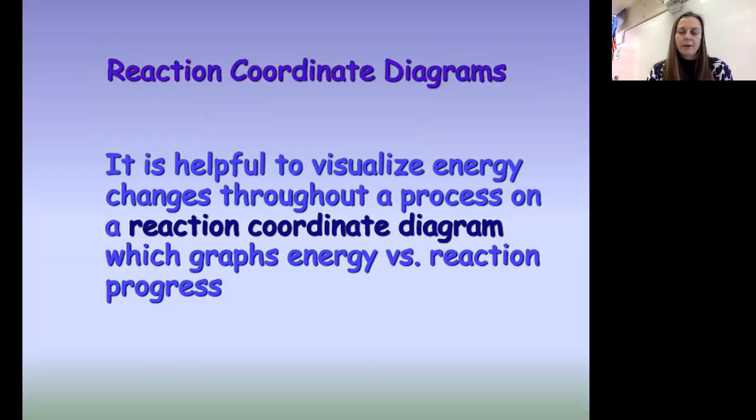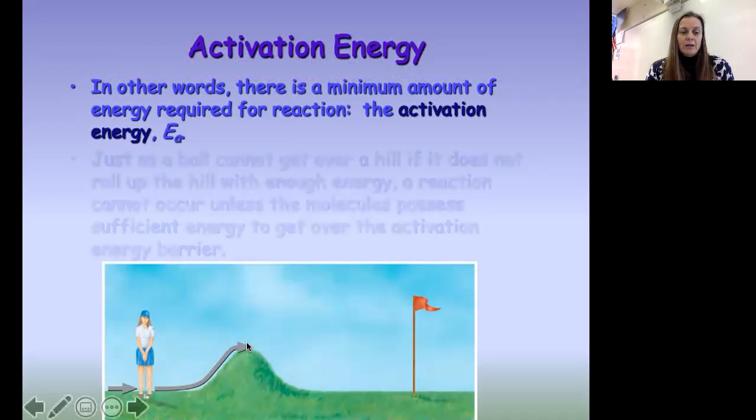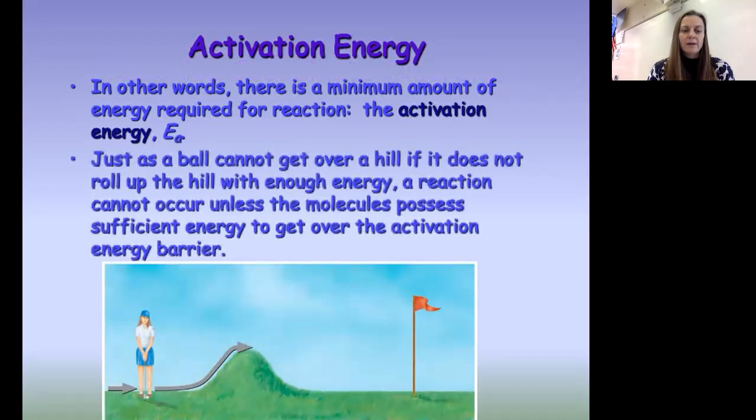And so we use something called a reaction coordinate diagram in order to graph the energy versus the progress of the reaction. So just a quick reminder that when we talk about activation energy, we're talking about that minimum amount of energy that's required for a reaction. And usually that energy is going into breaking the bonds that are already in existence in order for new bonds to be formed. So in that process, we have to put energy in to break those bonds or possibly to make a transitional state.